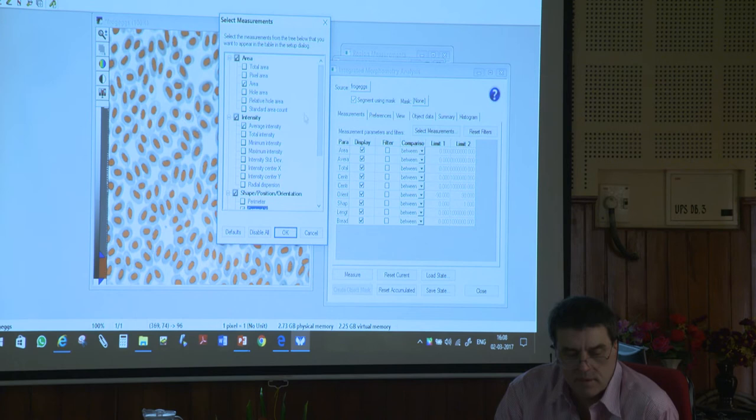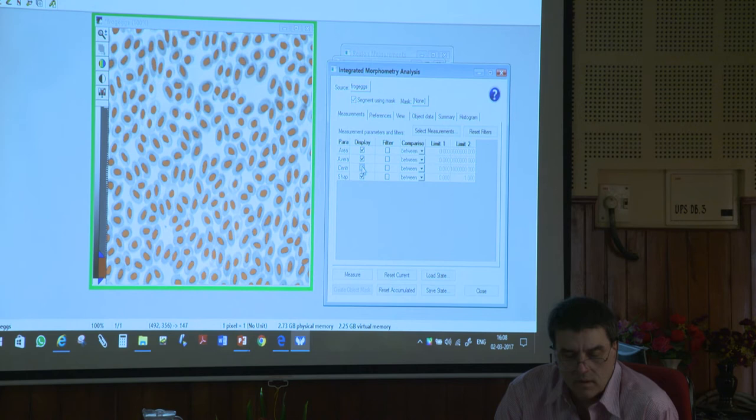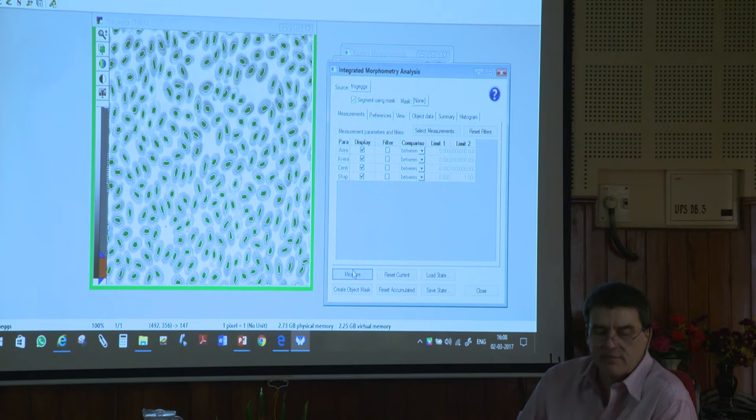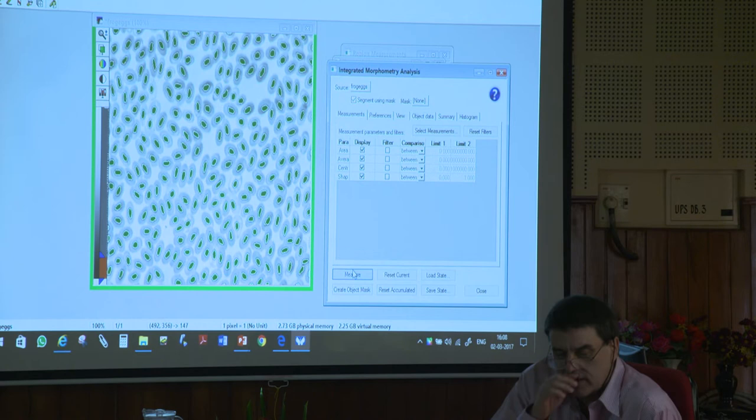Okay. So we're going to use those measurements. And what I'm going to do is I'm going to measure. And then what Metamorph does is everywhere it sees something it wants to measure, it turns it green. So it took those orange things and it turned them green. Let's look at the data.